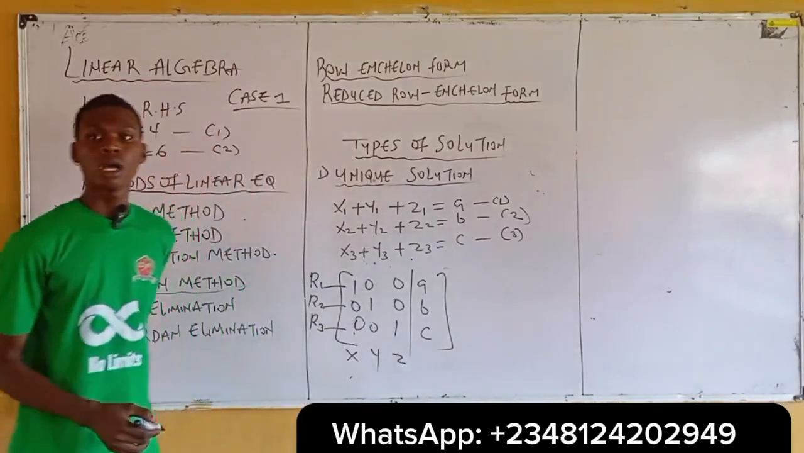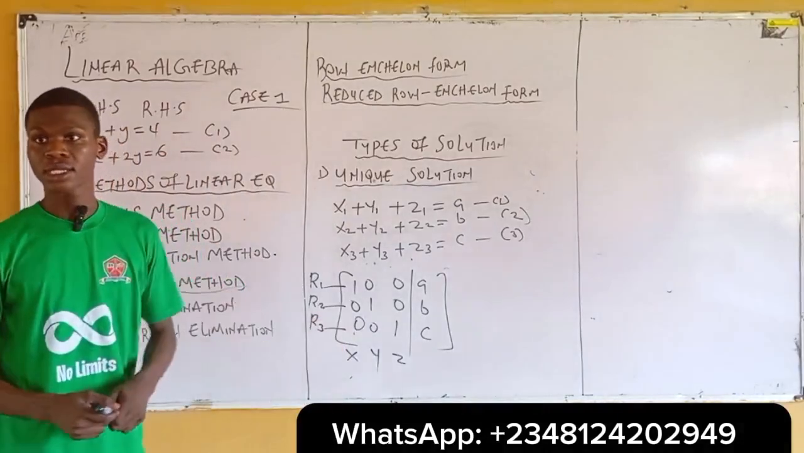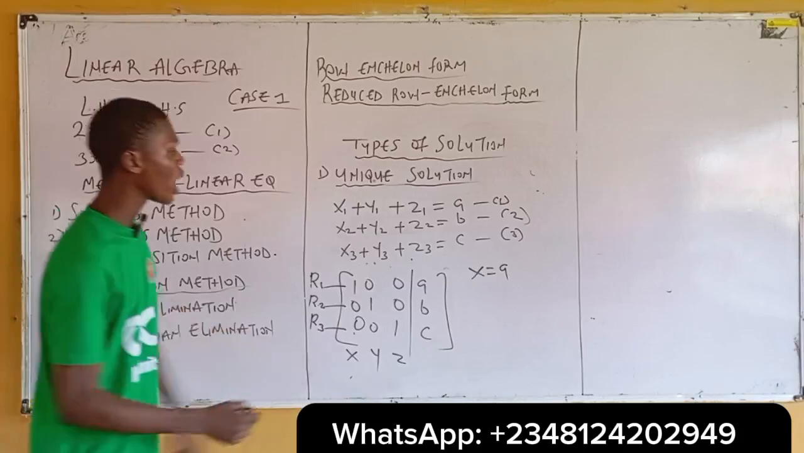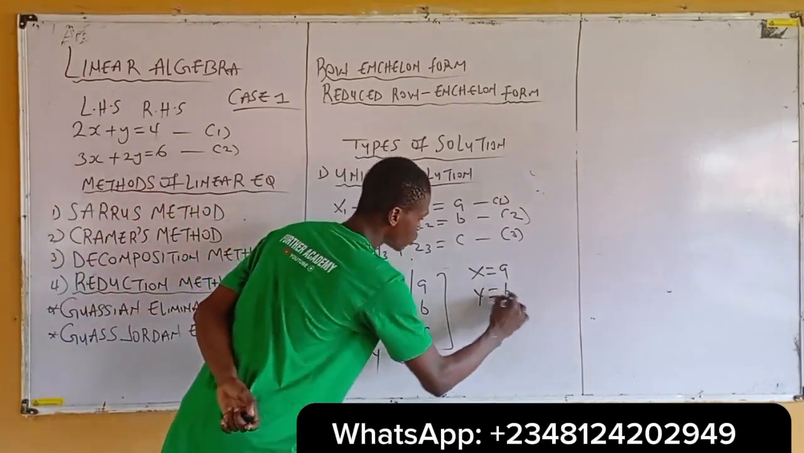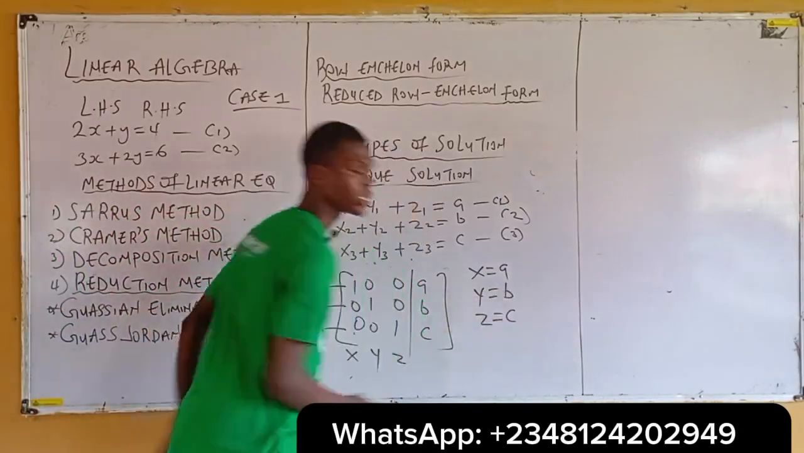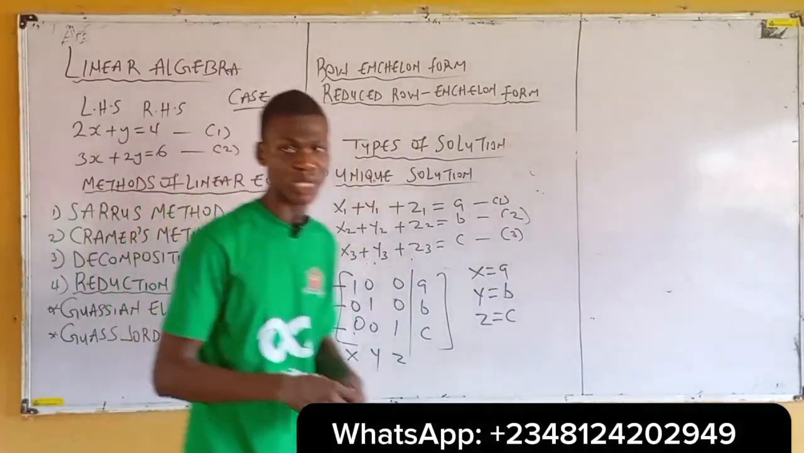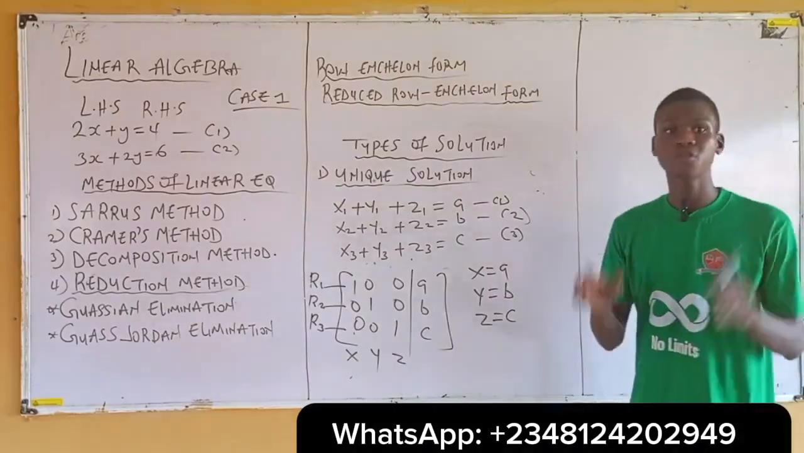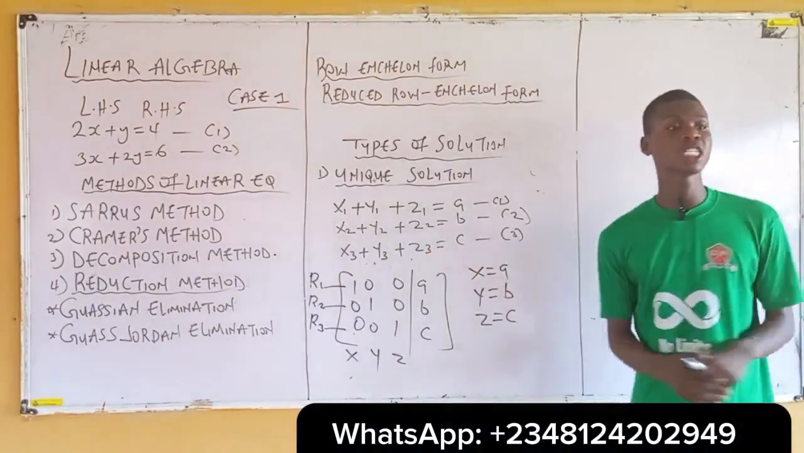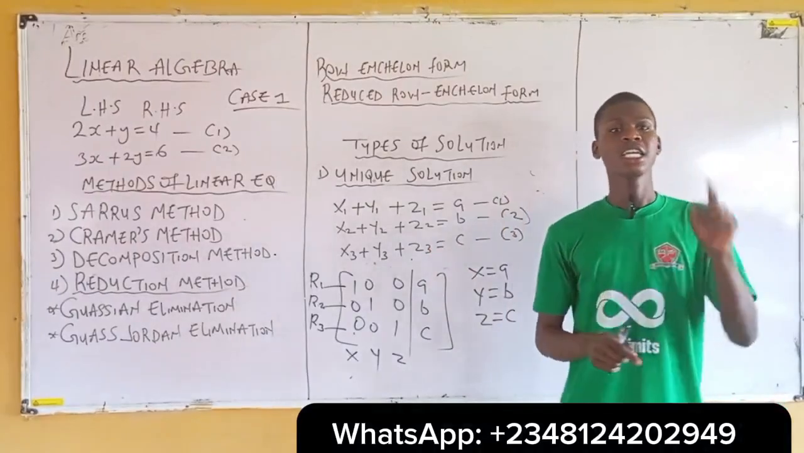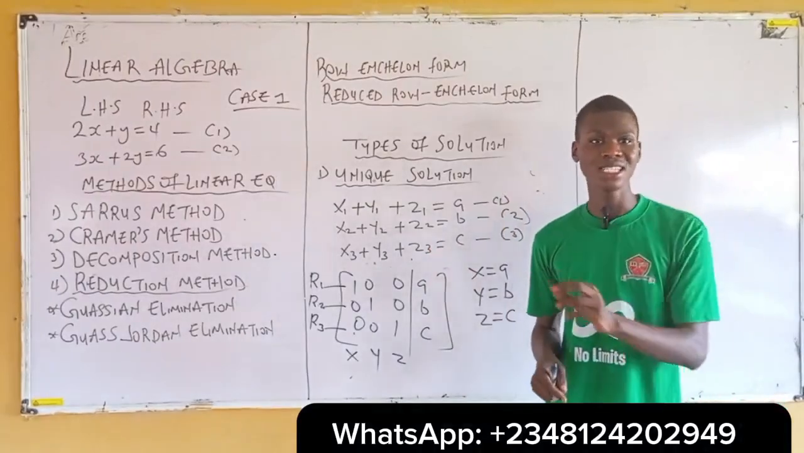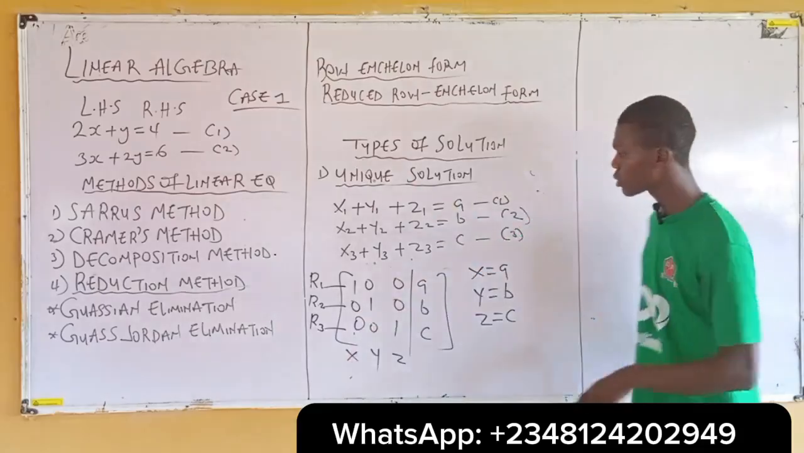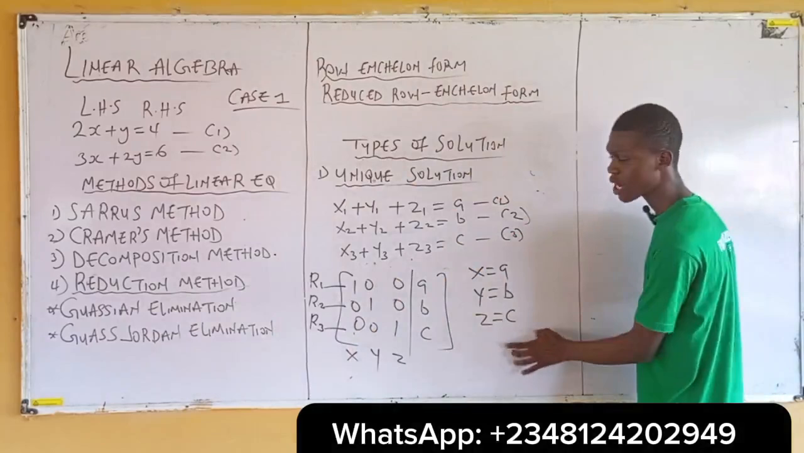0, 0. Meaning in this case, what's the value of x? X equals to what? X equals to A, y equals to what? Y is equals to B, and Z is equals to what? C. But you understand it's better. This is not even my interest. My interest is that, say under unique solution, you've understood what a unique solution means. It means that for this system of linear equation, each value of x, y, and z have a distinct value that satisfies that equation.